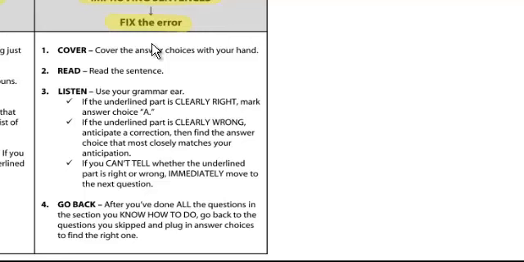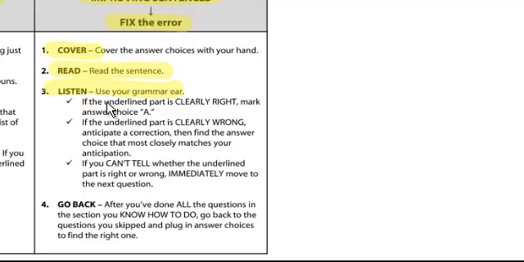So plugging in 5 answer choices is going to start to get confusing. All the answers are going to start to sound alike. So first thing is cover. This should sound familiar from critical reading and sentence completions. Cover the answer choices with your hand, then read the sentence and listen using that internal grammar ear.